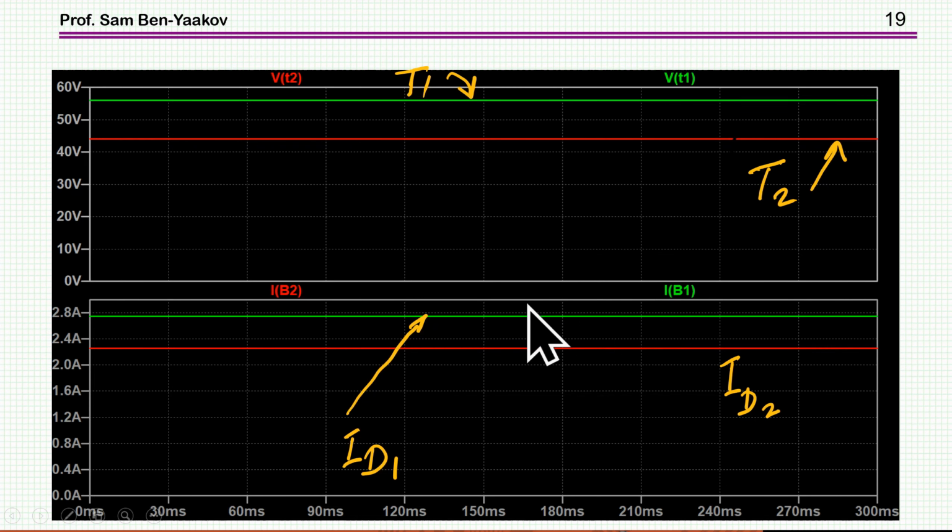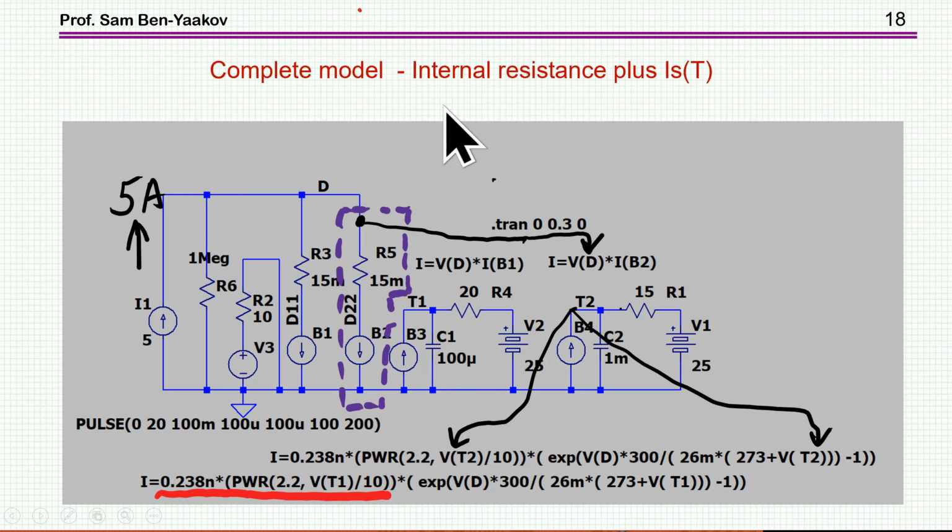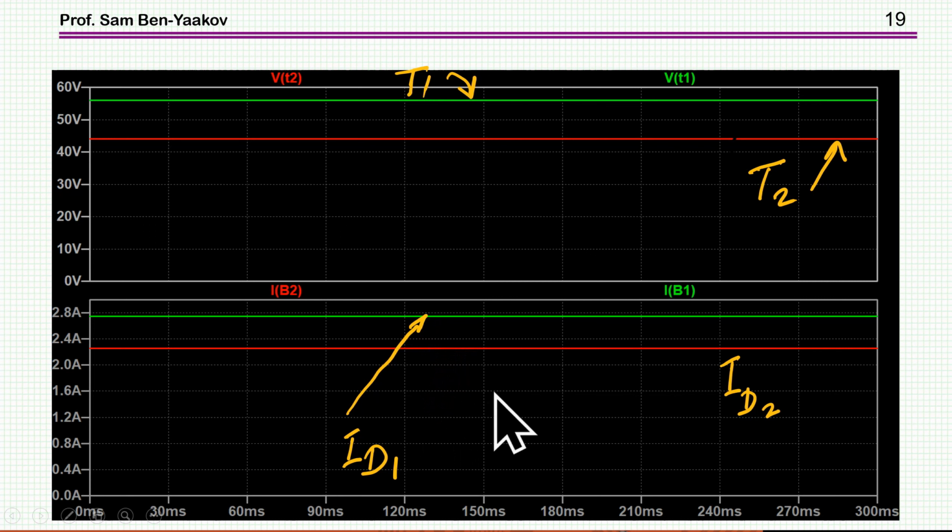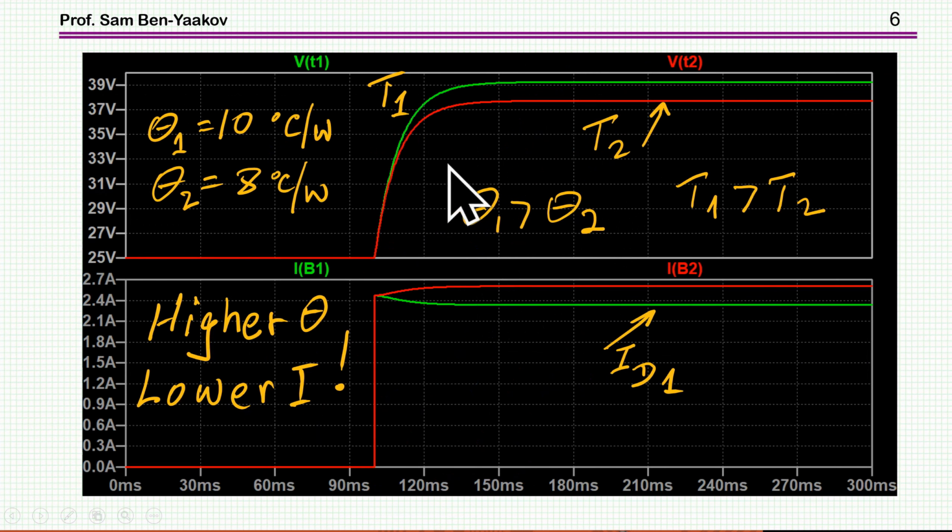And here is what I'm getting. The temperature is about 55 for the first one, and then it's 45 for the other one. And here are the two currents, pretty close, not too far apart. But notice that in this case, the temperature of the diode with the higher thermal resistance, here it is, this one here, T1, is having a current which is also higher. This is in contrast to what we had before. Here it is. When the temperature of one of the diodes was higher, its current was in fact lower.